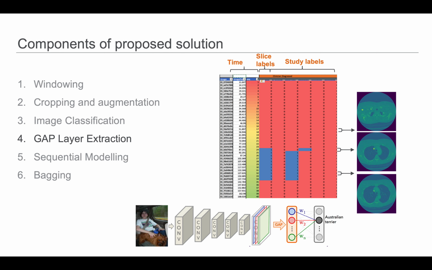After training the image classifier, we took out the image features from that. That was through the GAP layer extraction. You can see here the GAP layer, which is the final layer that's typically used prior to classification. And we sequenced that up according to the images that were seen within the study scan. And you can see here an example of why it makes sense to do this.